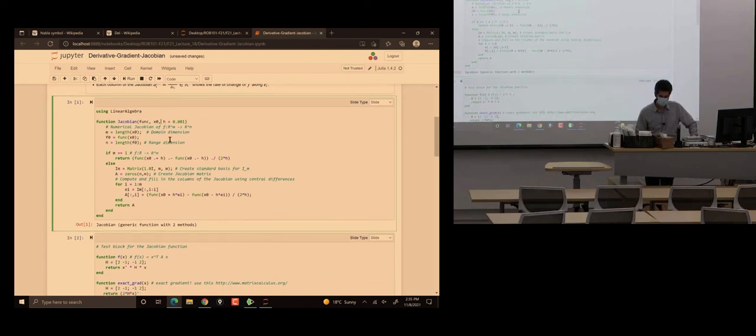So the Jacobian is for a function that maps from Rm to Rn. First, I take the length of x0. This will give me m, so I know how many inputs I have. Then I evaluate my function and take the length of f0, my function evaluated at x0. This will tell me how many outputs I have.